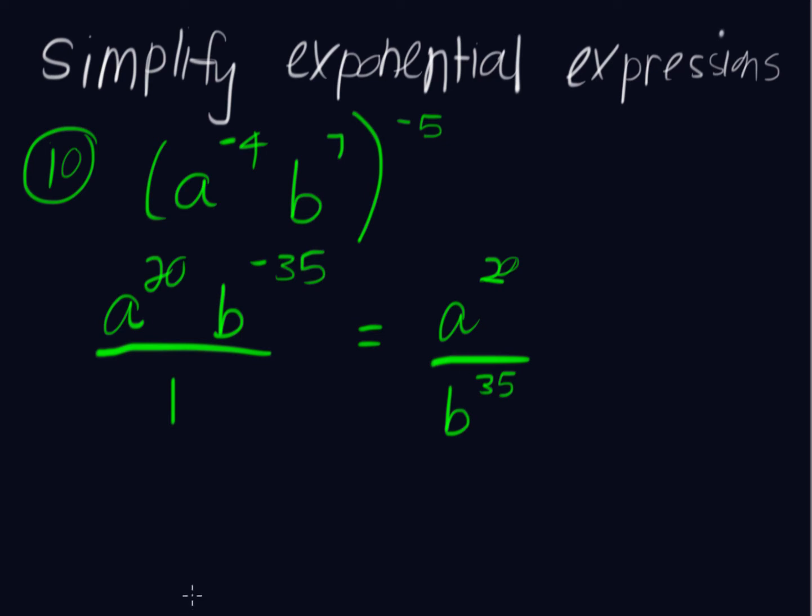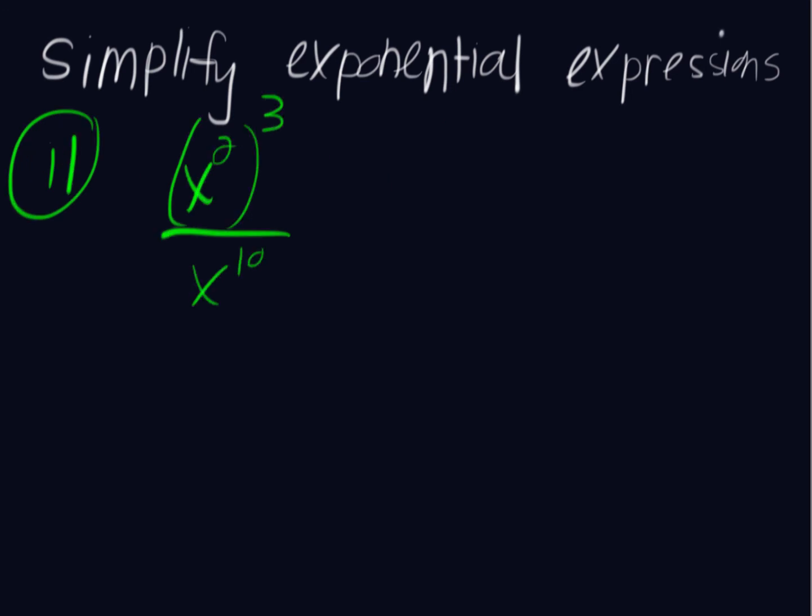Now we're moving to step 3, and it says to simplify using a product, power, or quotient rule. But these two bases, a and b, are different variables. So a to the 20th power divided by b to the 35th would be our final answer. In example 11, I have x squared raised to the 3rd power divided by x to the 10th.